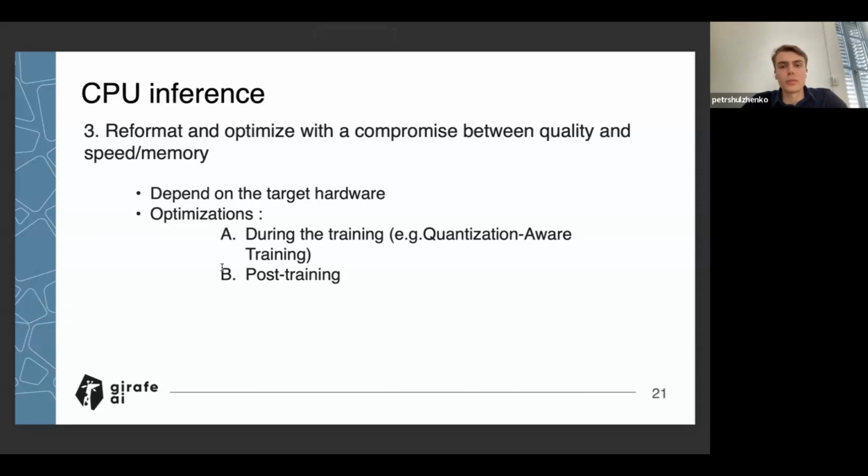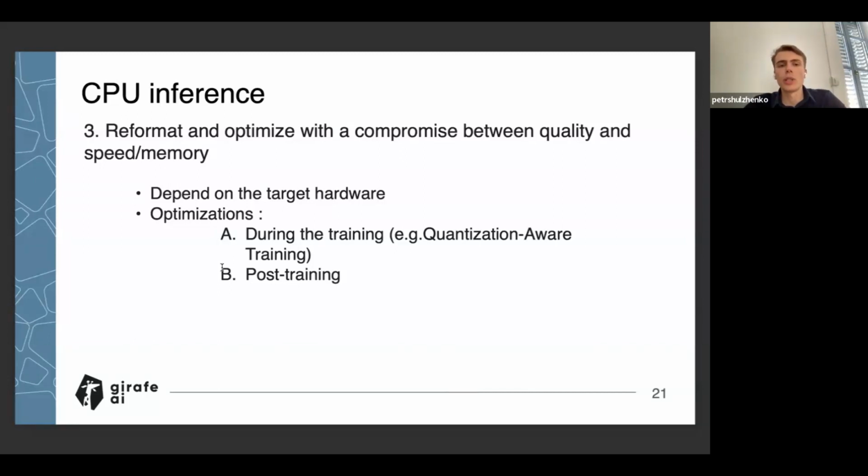After that, to deploy a model, you have to reformat and optimize your model from, for example, PyTorch or TensorFlow frameworks. And this highly depends on your target hardware, because, for example, optimizations for ARM processors or Intel processors are different. So you have to take it into consideration.